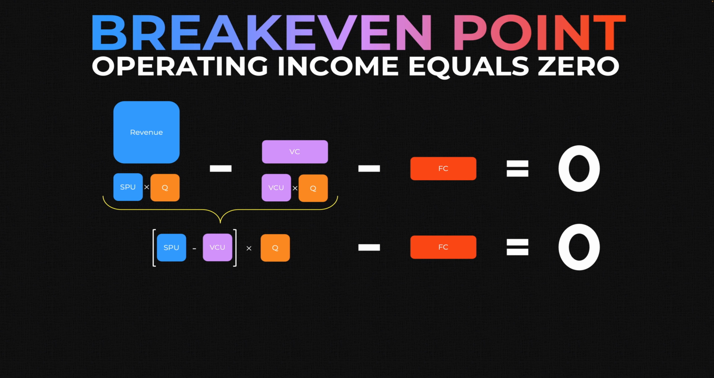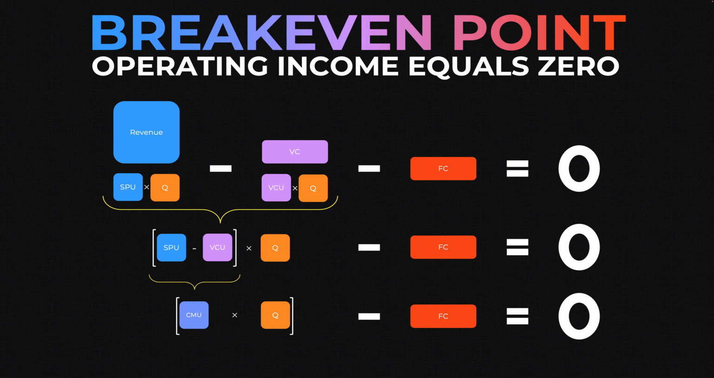We can still simplify this further. The selling price per unit and the variable cost per unit will reduce down to the contribution margin per unit, and we can multiply that by the number of units. The rest of the equation remains the same.